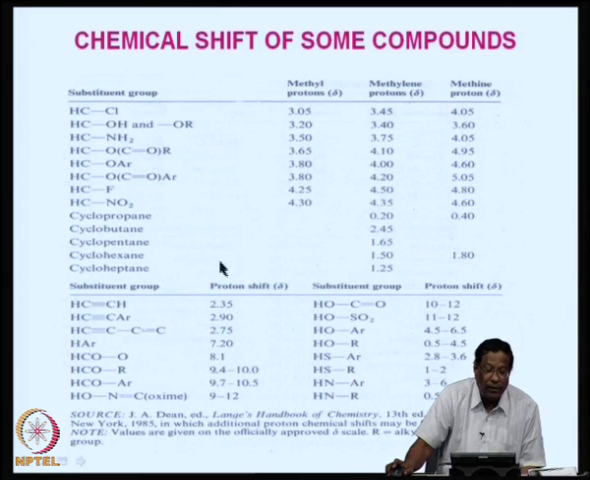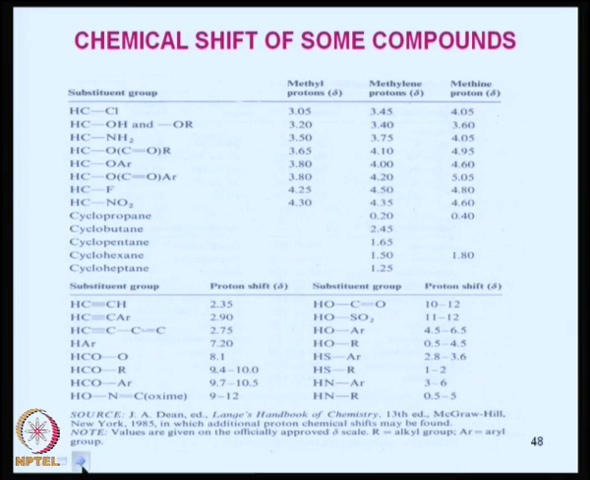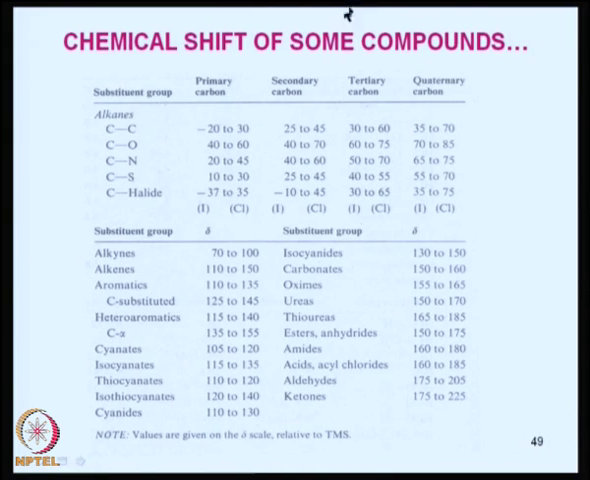I suggest you study all these chemical shifts to get an idea of how these chemical shifts are manipulated and then interpreted. This I have taken from J. A. Dean, Lange's Handbook of Chemistry, 13th edition. It is available. Similarly, I have put the data for chemical shifts of some compounds like alkanes and then halides, alkynes, alkenes, etc.